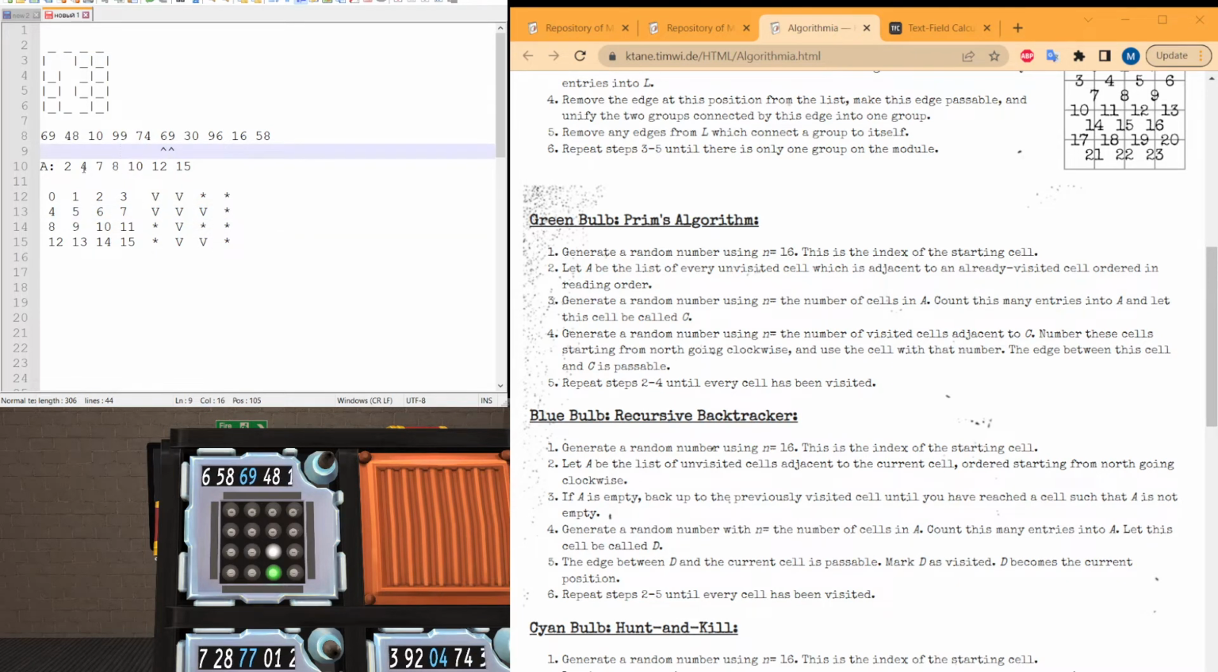Okay, now we remove cell 4. And double checking, we have 2, 7, 8, 10, 12, 15. Okay, 69 mod 6 is 3, so 0, 1, 2, 3. Taking a look at 10. 10 has 3 adjacent visited cells. So 30 mod 3 is 0, which means this would be 0, this would be 1, this would be 2. So we're going to delete the wall between these two. And this is this one.